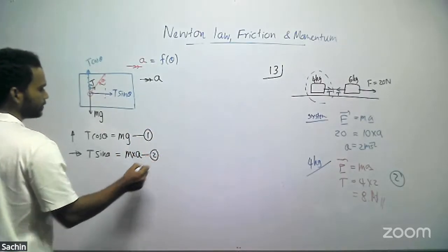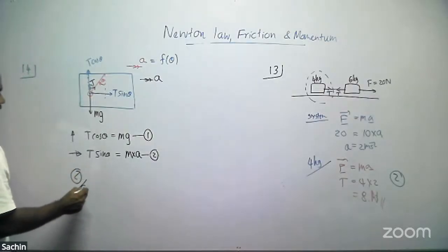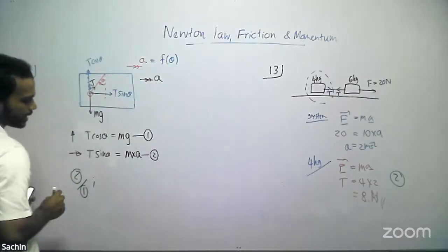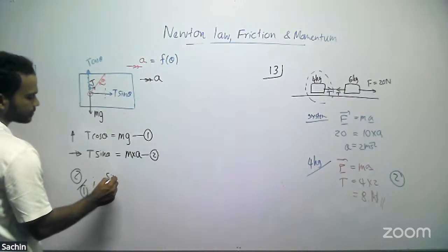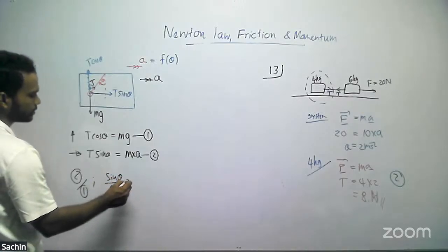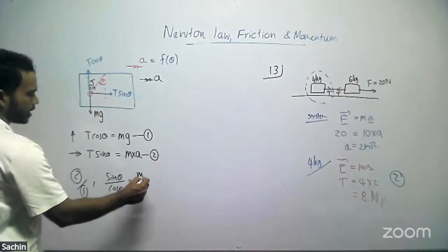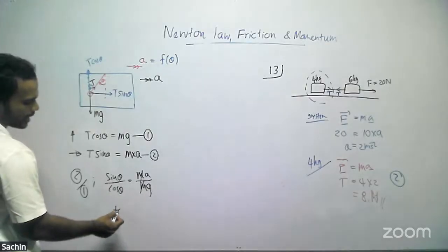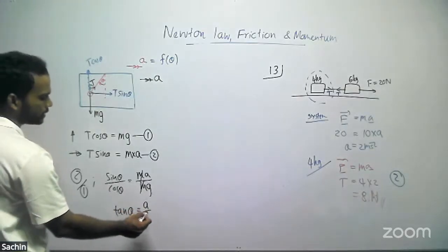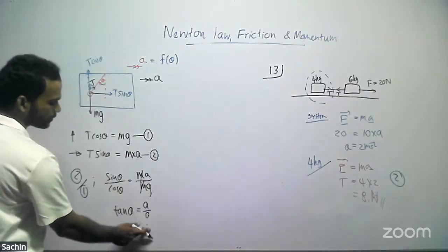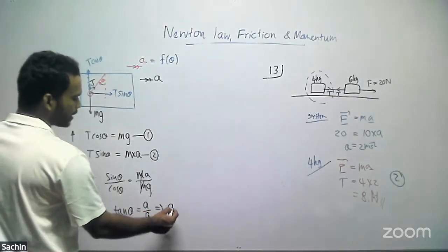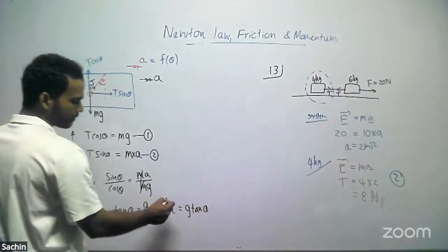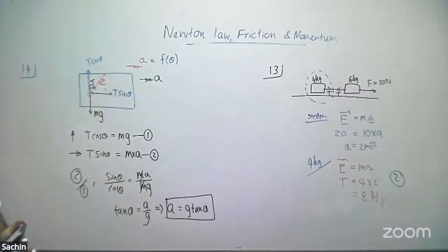So first equation, second equation. When you divide these two equations, you can get rid of T. We don't need T for the final equation. So sin theta over cos theta is equal to ma over mg. So m gets cancelled, and sin theta over cos theta means tan theta. Tan theta is equal to a over g, and now you can get a formula for acceleration, which is a equals g tan theta. This thing also you can remember, for some questions.